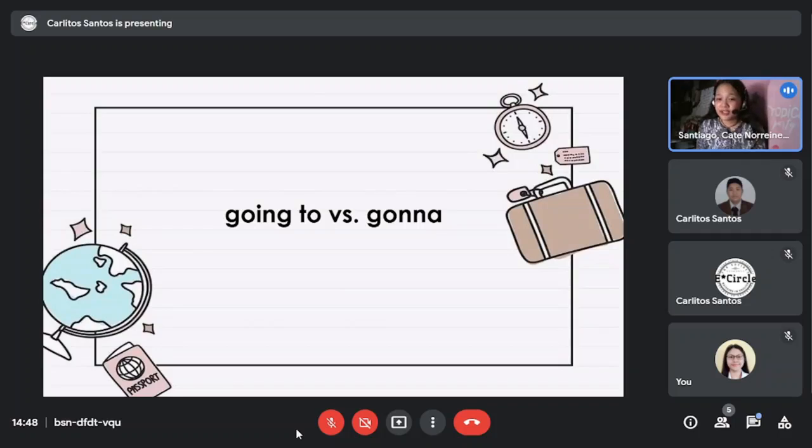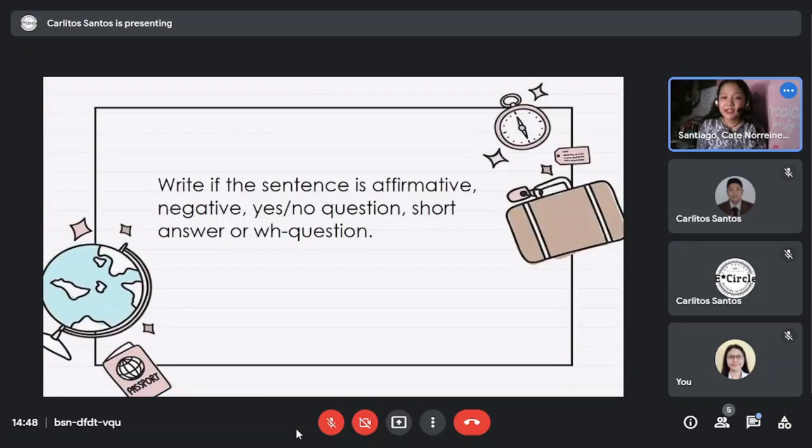Now, for your activity, you may give your answers on the chat box, and you may raise your hand if you have your answer. Okay? For your activity, write if the sentence is affirmative, negative, yes/no question, short answer, or WH question. Okay? Again, write if the sentence is affirmative, negative, yes/no question, short answer, or WH question.